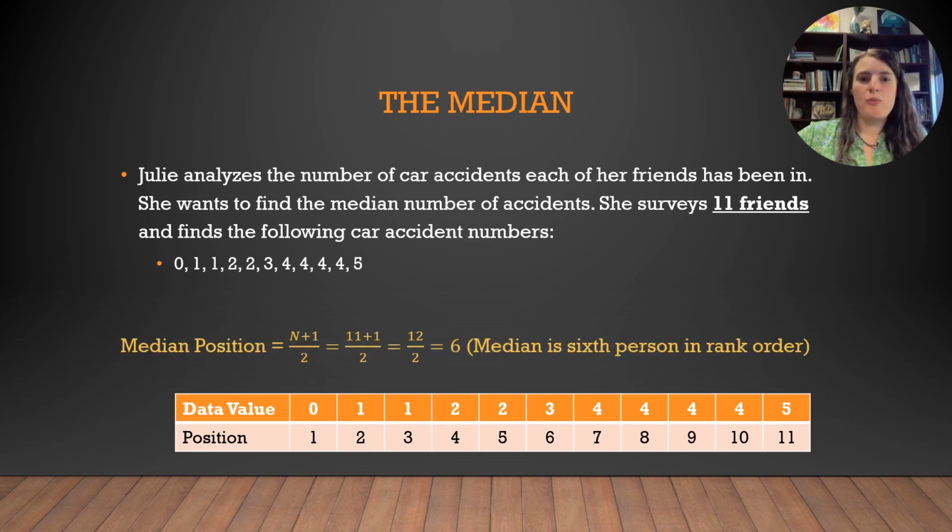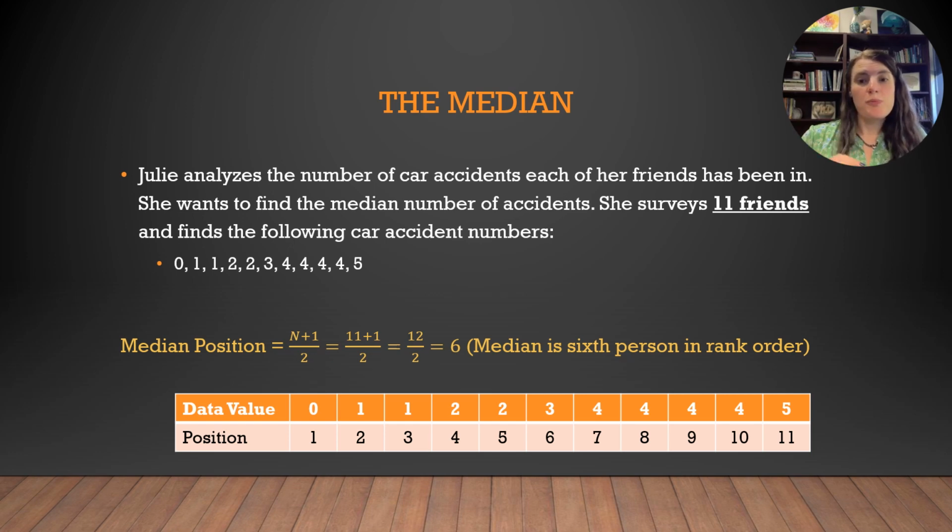Okay, now what about that position calculation? Remember that it's n plus 1 over 2. In this case, the total number of people collected is 11. So we do 11 plus 1, which gives us 12, and we divide that by 2. This tells us that the median position is 6.